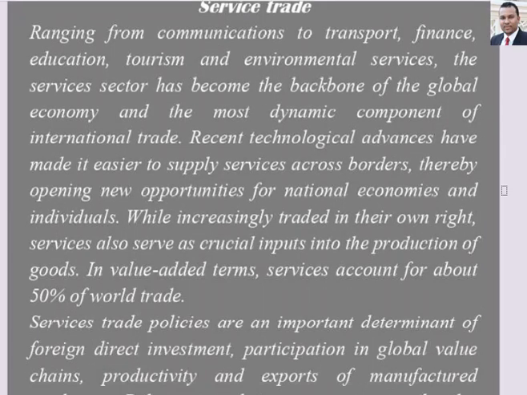Now, when we talk about the importance of services, based on value-added terms, services may account for 50% of world trade. Another importance is that, based on technology and advances, services may lead to achieving sustainable development goals, like environmental services and so on.